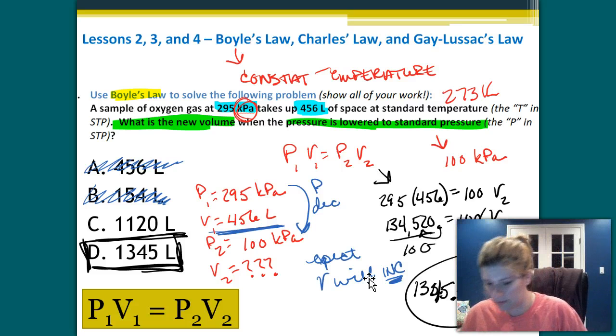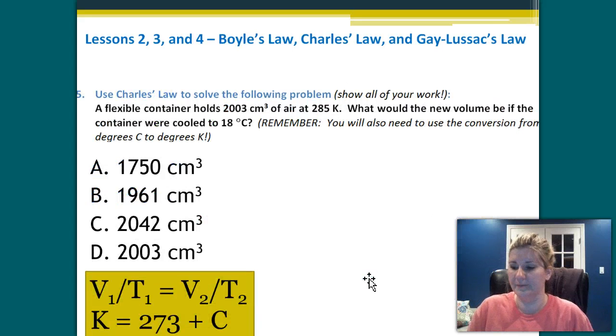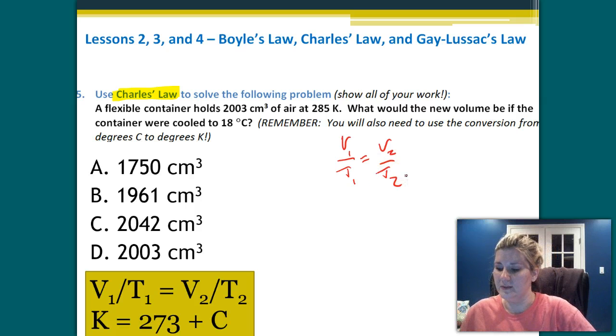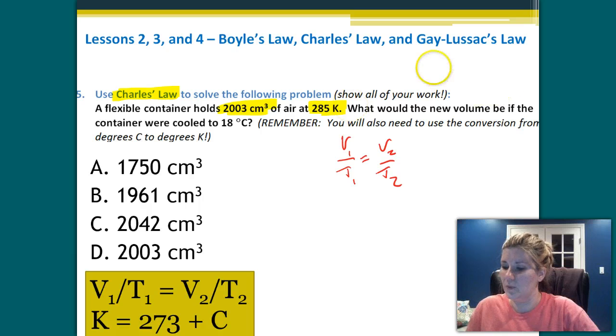Moving on now to Charles's law. Okay, Charles' law, and we have given you the equation here. You can expect on the test that we will give you the equations that you need because we're very generous like that, probably to a fault. Okay, V1 over T1 equals V2 over T2. A flexible container holds 2,003 cubic centimeters of air at a temperature of 285. What would the new volume be if the container were cooled to 18 degrees C?